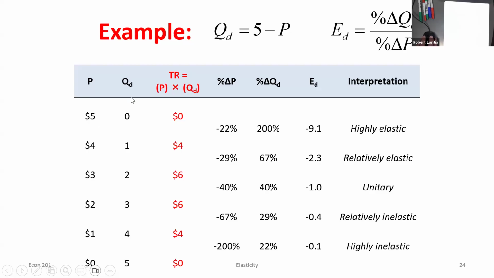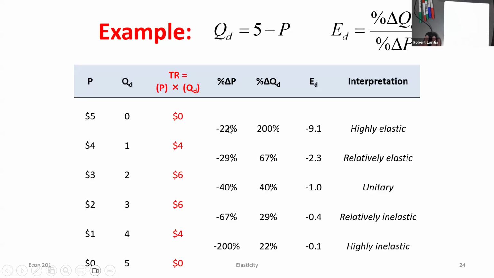How would I find total revenue? That's just price times quantity. So 5 times 0 is 0, 4 times 1 is 4, 3 times 2 is 6, 2 times 3 is 6, etc. So I've used the midpoint method here, and I've written things out in terms of percentages. Initially, when prices are high, the same $1 decrease is going to be a smaller percentage change than when I'm down here, where a $1 decrease would be a very large percentage change in the price.